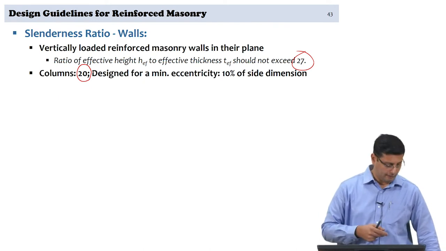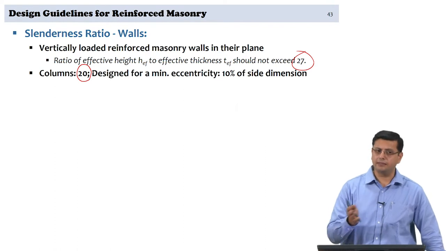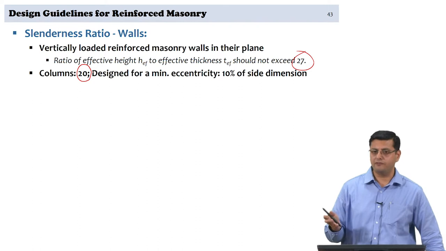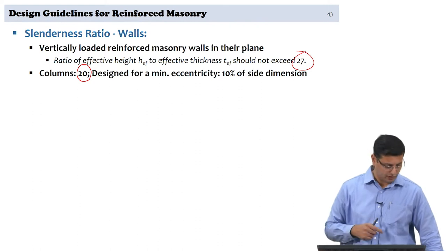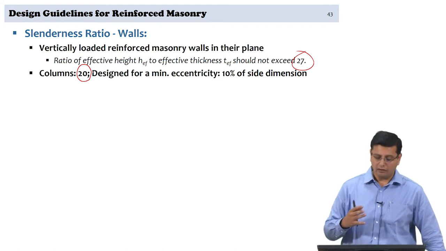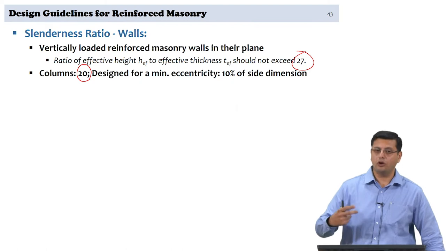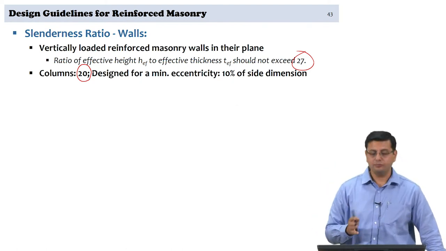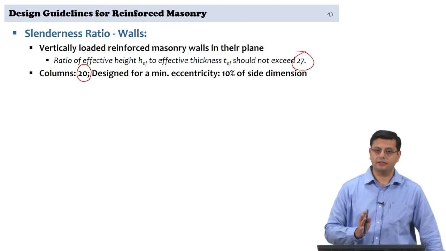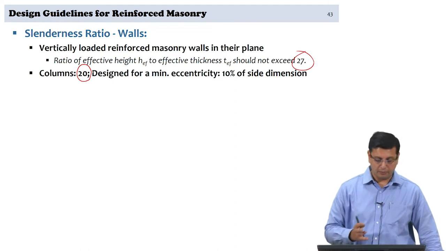So that's minimum eccentricity in the reinforced masonry; in the reinforced concrete code it is 5% of the side dimensions. Here we are looking at 10% of the side dimension, and that has to do with workmanship, because of the building up of the wall with blocks, which can lead to additional eccentricities as against concrete construction, which can have lesser problems due to the workmanship itself.